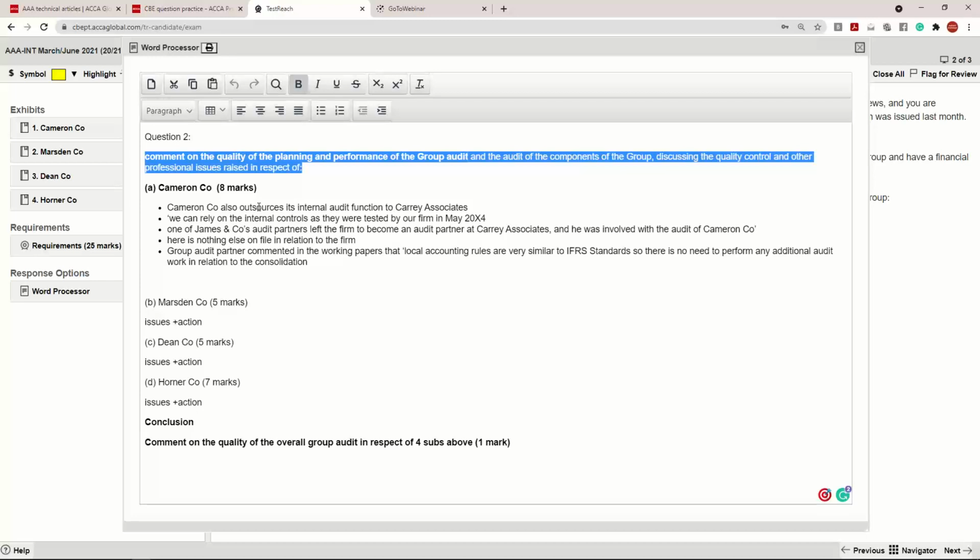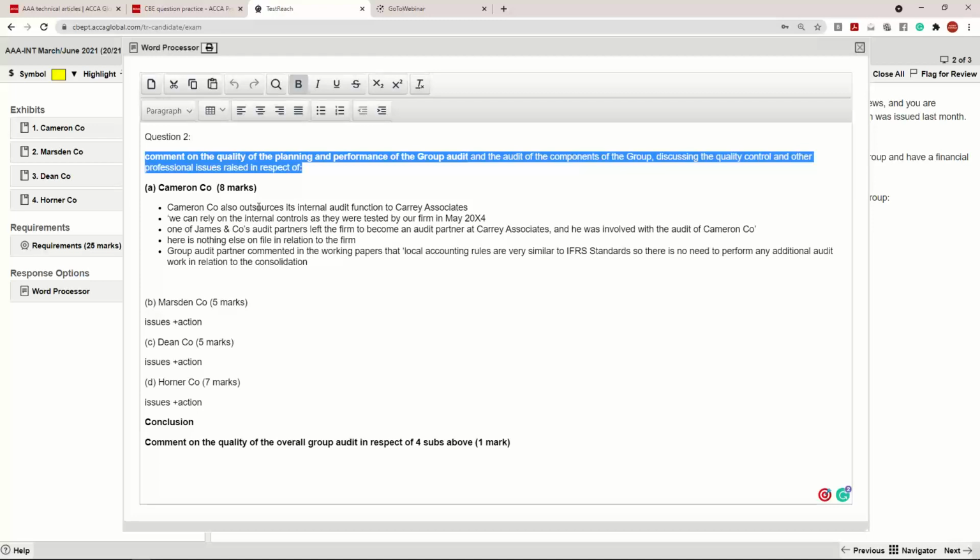The group partner was saying that the international financial reporting standards and the local standards are very much the same, so there is no need to perform any additional work in relation to consolidation. Now, you need to agree with me. I need a quick answer from your side.